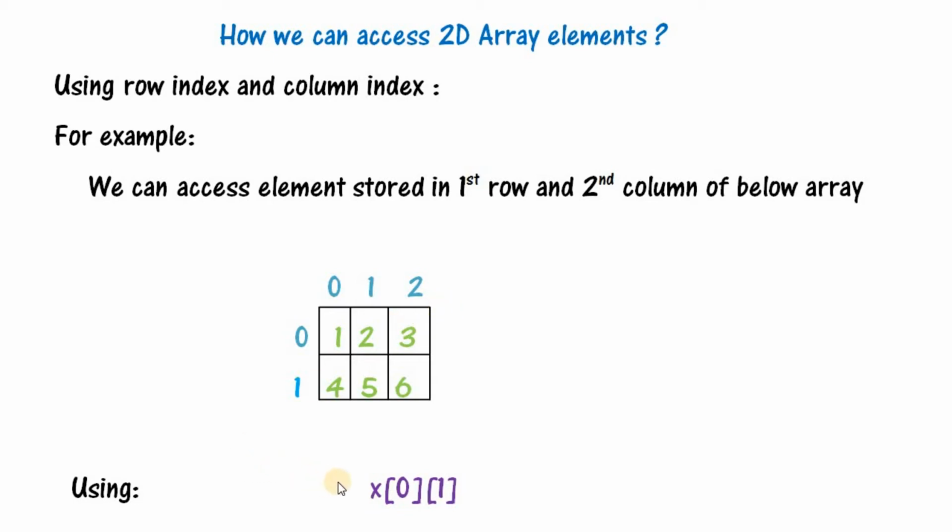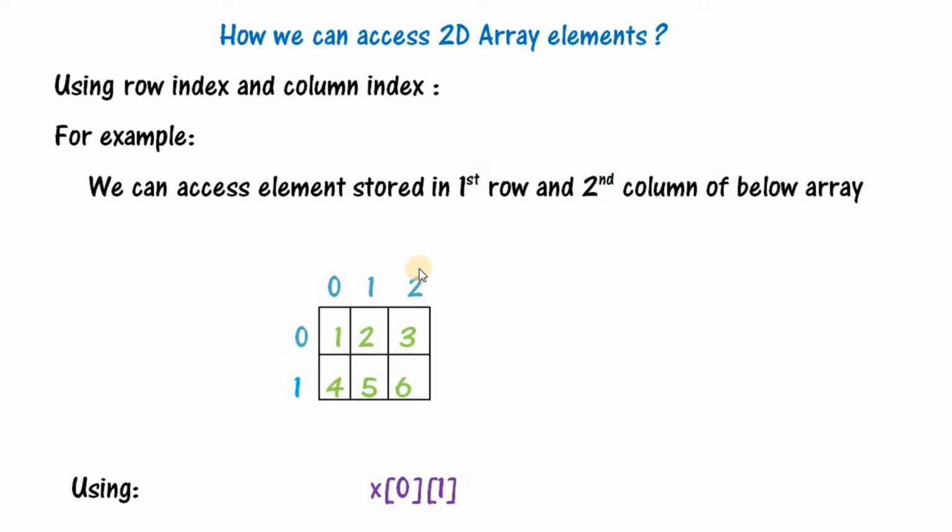We have simply specified the index, that is, the row index must be 0, that denotes the first row, and the column index must be 1, that denotes the second column. In order to access the first row, second column element, we have to specify the row index as 0 and column index as 1.